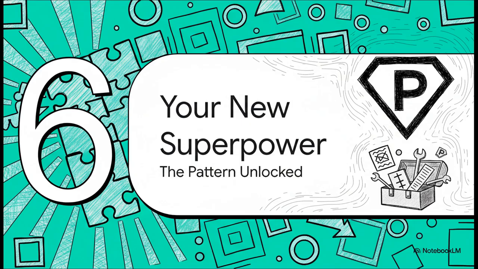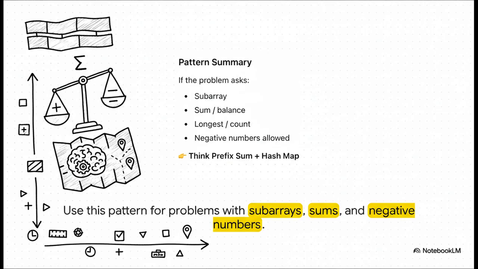But of course, a superpower is only useful if you know when to actually use it, right? So here's the mental checklist. The next time you see a problem, if it talks about subarrays, if it involves sums, if it asks you to find the longest something or the count of something, and this is a big one, if it allows for negative numbers, your brain should just light up and scream prefix sum plus hash map.